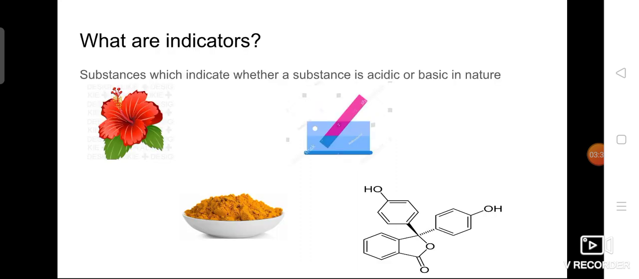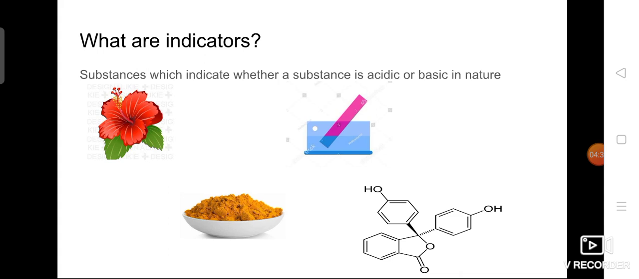We already heard this word before, while riding a motorcycle. Whenever we want to turn right or left on a bike, we use the indicators, isn't it? If you want to turn right, we switch on the right indicator, so that the right side indicator starts to blink. What does it mean? It indicates something, that we are going to turn. Like that, here also we are using the term indicators. So what are indicators? Substances which indicate whether a substance is acidic or basic in nature. An indicator is a substance that is going to identify whether the given substance is acidic or basic in nature.